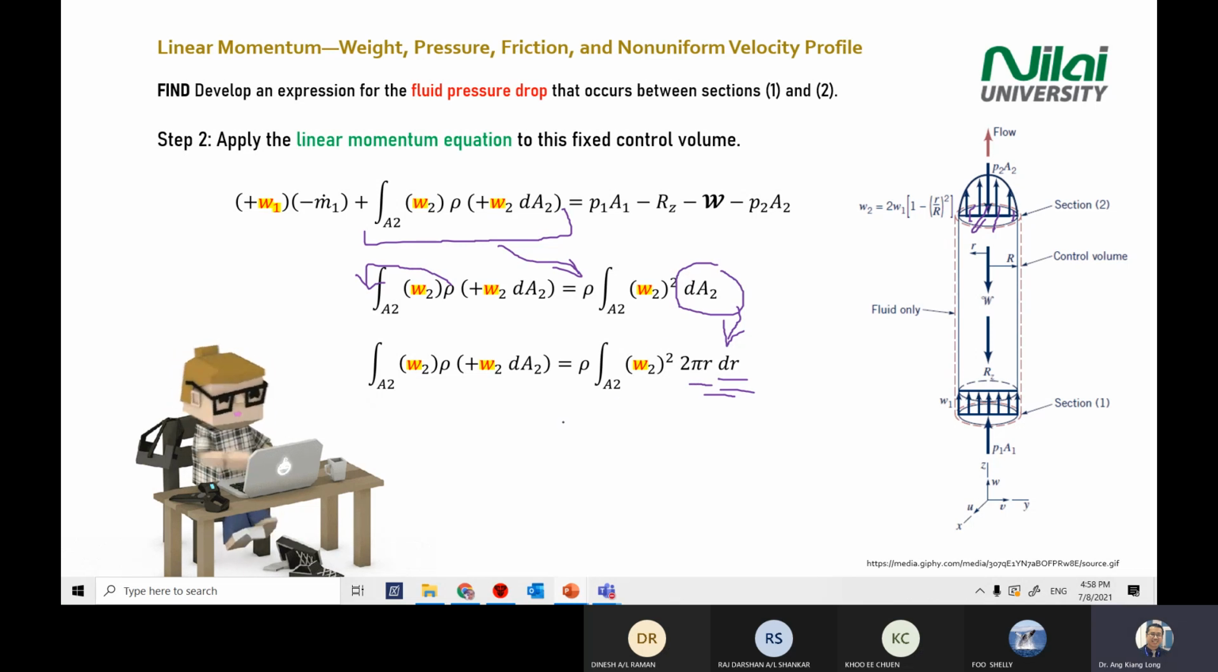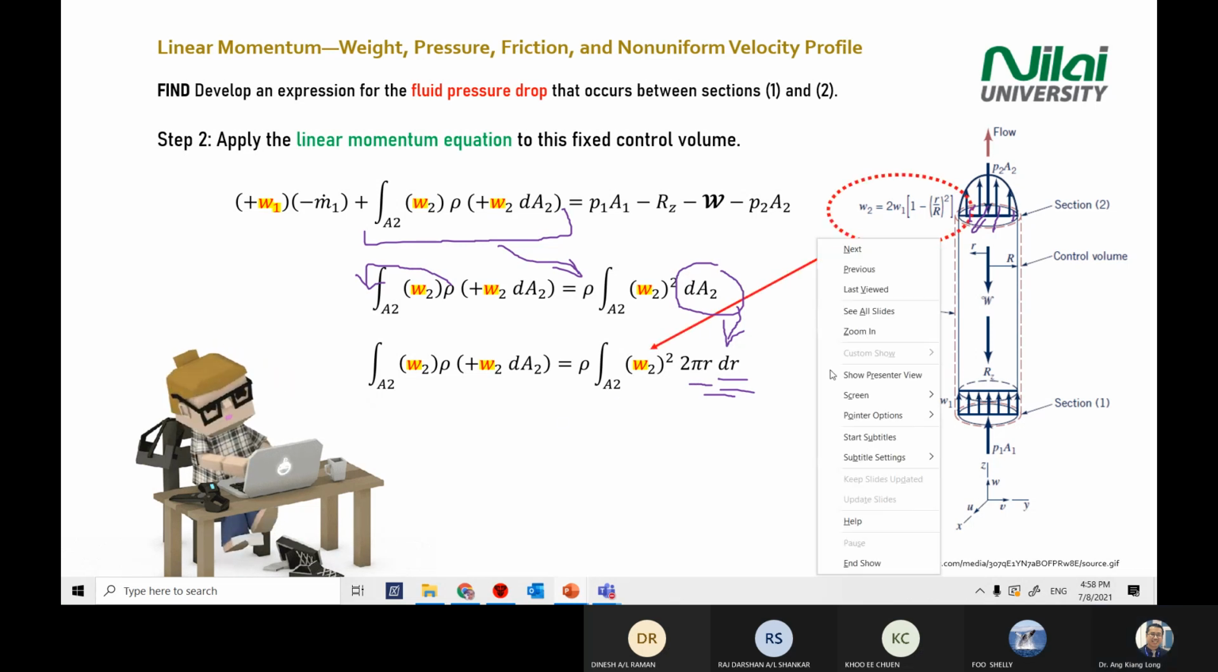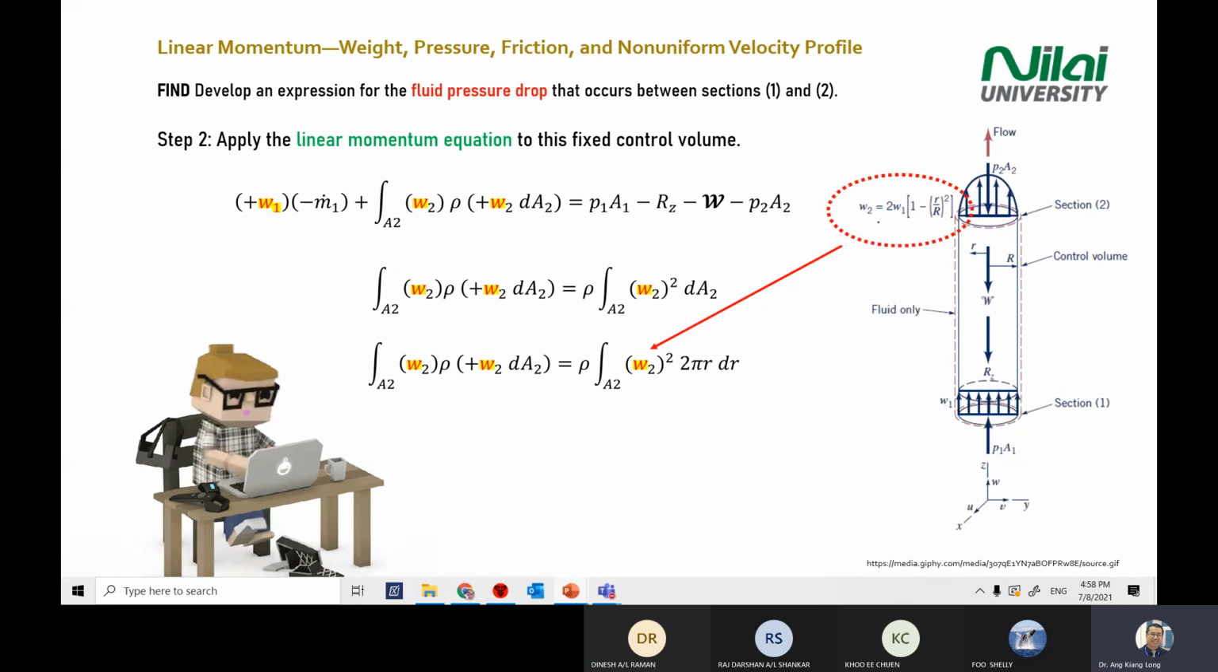Then you substitute the equation for the V. So there's a change in notation: W2 just now, and this one is W1. Okay, there's a change of notation.